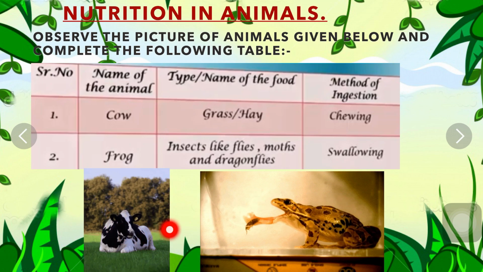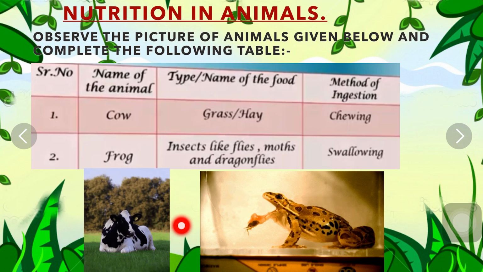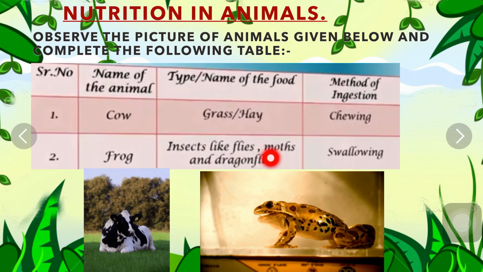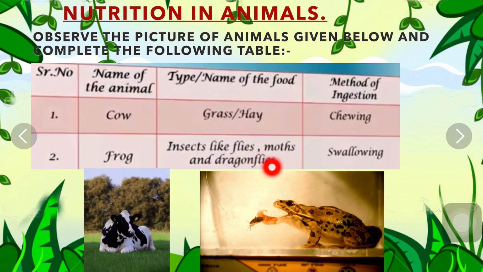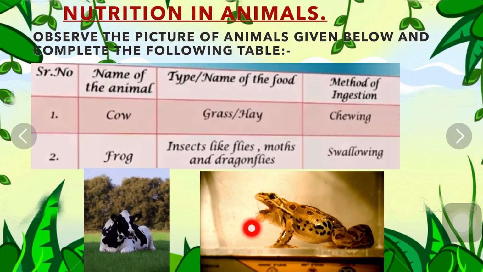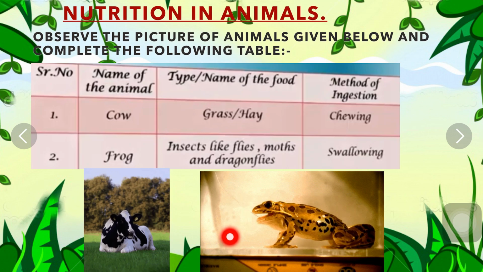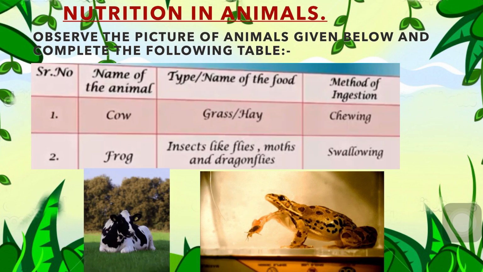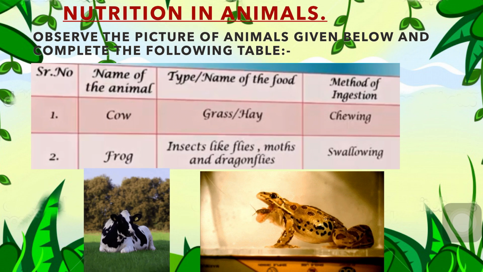Next is frog. Their food is insects like flies, moths and dragonflies, and they take in this food by the method called swallowing. As you can see in the image, how they are taking in food, how they are doing the process of ingestion by swallowing.